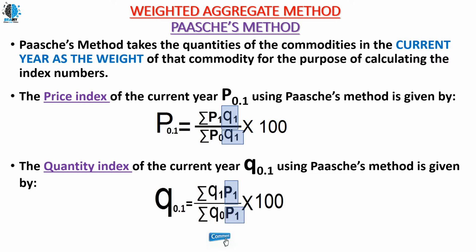year. In the Laspeyres method the weight is given to the base year. In the Paasche method the weight is given to the current year. So in the price index we are giving weight to the quantity of the current year. In the quantity index we are giving the weight to the price of the current year. So these are the formulas of our Paasche method.